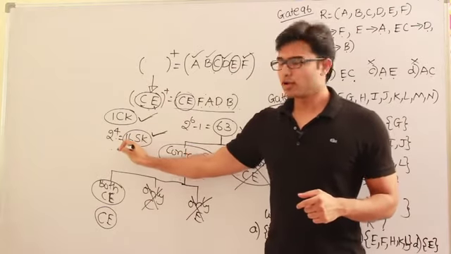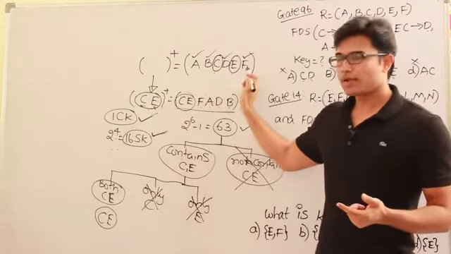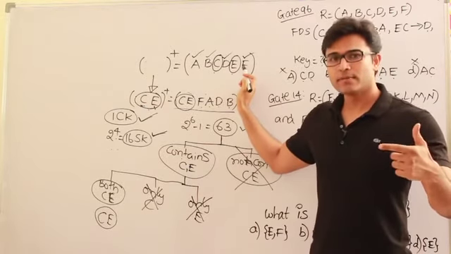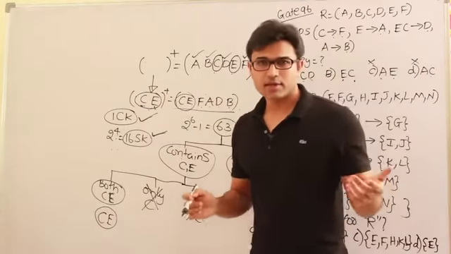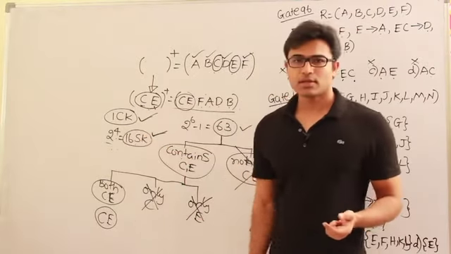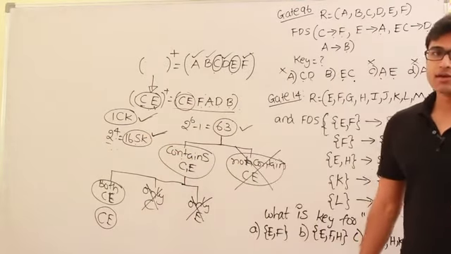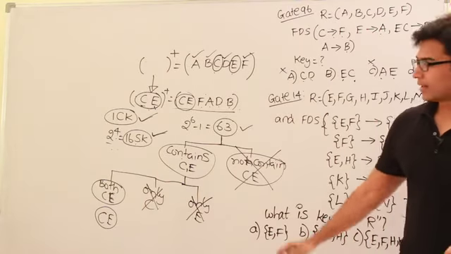Why 2 power 4? Because if I remove C and E, then 4 elements are left. Every super key can contain any combination of these 4. And how many such combinations can I get? 2 power 4, 16. Therefore 16 super keys and one candidate key are possible for this question, and it varies from question to question. Okay, fine.